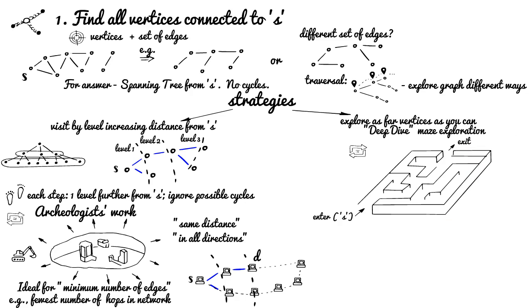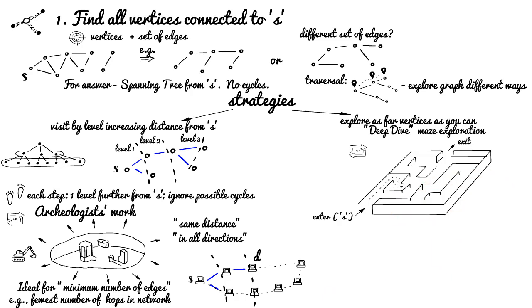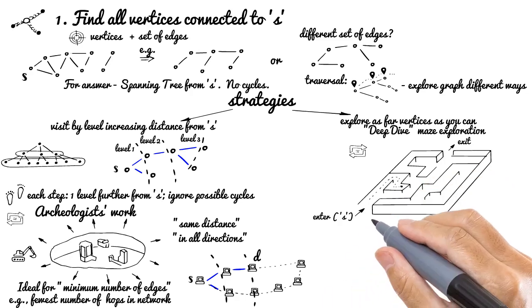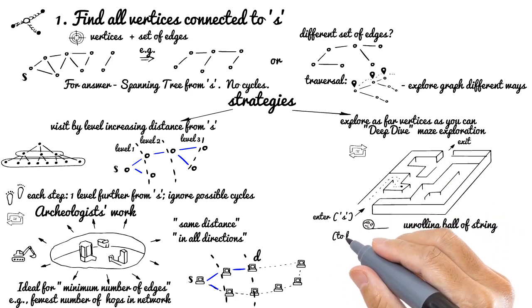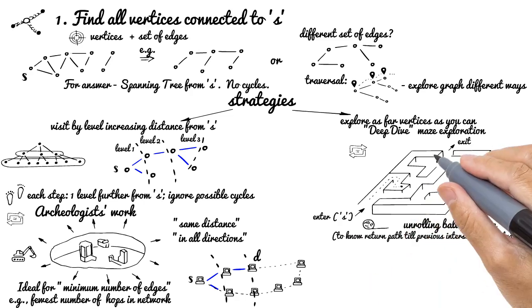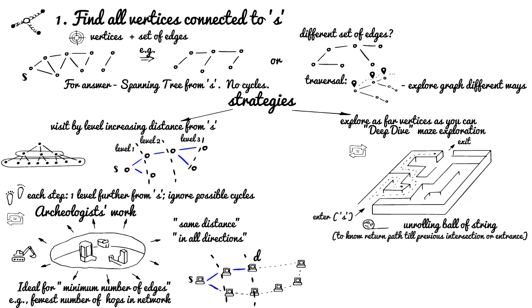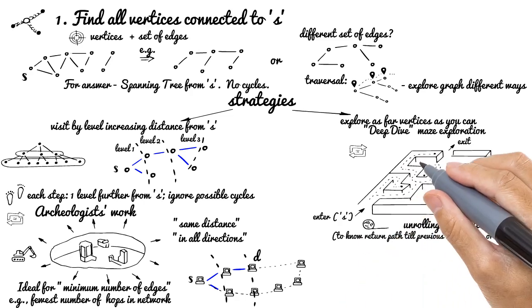So our previous strategy to visit vertices in level by level increasing distance from S is not so effective. We will most likely spend a lot of time before reaching the exit. So it's better to walk ahead as much as you can till a dead end or potential exit. In real life, not to get lost, it's better to use an unrolling ball of string to know the return path all the way to the entrance. If you reach a dead end, return back till an intersection and explore till another dead end in an alternative path, and so on.